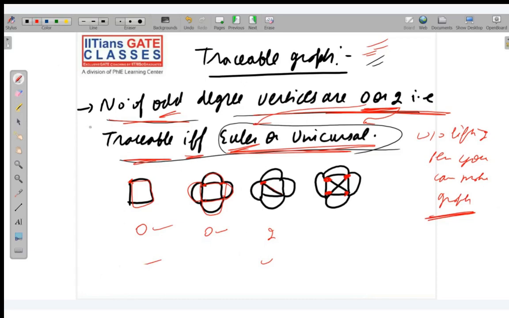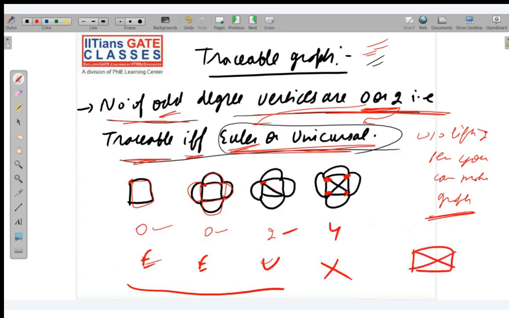Okay, so what I will say, this is Euler, this is Euler, this is unicursal. All these are traceable graphs, and this one has 4 odd degree vertices, so it is not traceable. Not traceable means without lifting the pen you can never make this. I think in your childhood you have studied that, try to make this. So we cannot make it, and now you have got the formal proof of why we cannot make it, because the number of odd degree vertices here is 4.